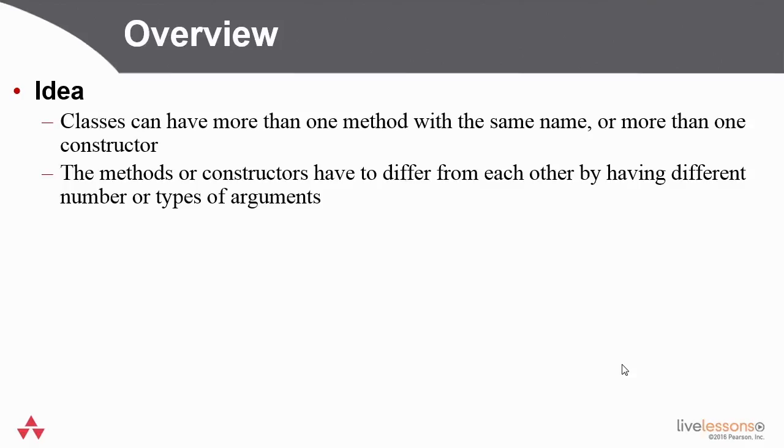So if you have more than one method or more than one constructor that has exactly the same name, their argument list, their argument signature, has to be different. You have to either have a different number of arguments, or if the methods or constructors have the same number of arguments, they have to have different types of arguments.